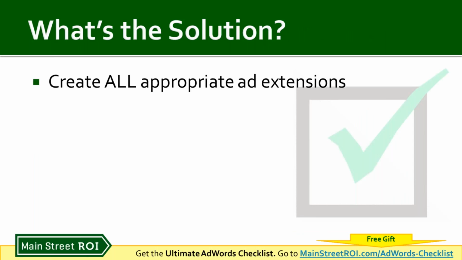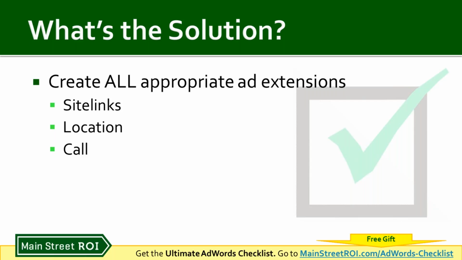So the solution here, I recommend you create all the appropriate ad extensions. And they're not all appropriate, especially if you don't want phone calls, you're not going to set up a call extension. But there's site links, that's going to be appropriate for pretty much everyone. Those are additional links that will be displayed below your ad, and you can have those point to different landing pages. You can have location extensions. That's if you have a physical location where customers come to.